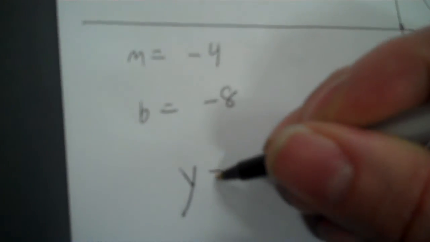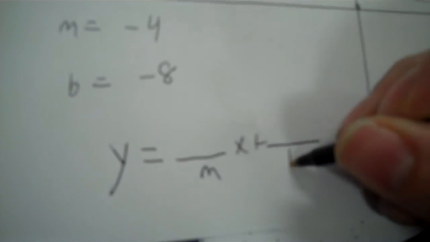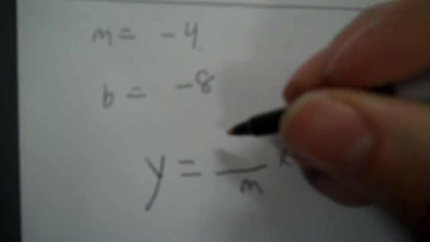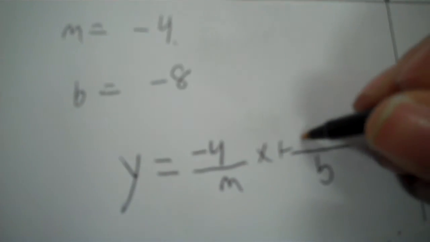Y equals blank x plus blank, m and b. So m is negative 4 and b is negative 8. Y equals negative 4x plus negative 8.